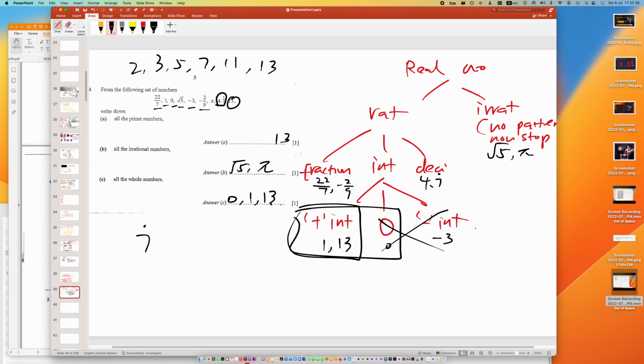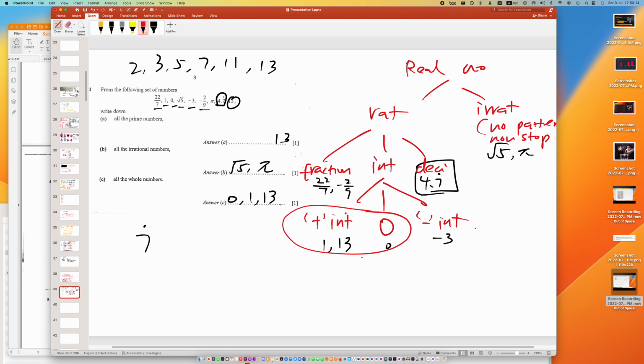Okay. So you need to know the definition. I put 4 and 7. The 4.7 is under decimal, okay? See the decimal. So that's how you do this question, so you will not miss out anyone. Remember, when you do this question, you must draw the real number tree, then fit all the numbers into the tree first. Then later, whatever they ask, just pick.